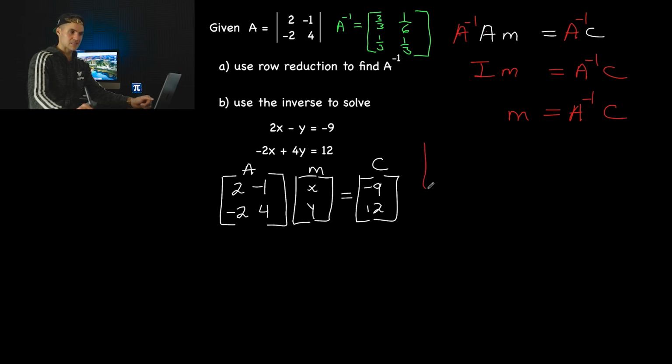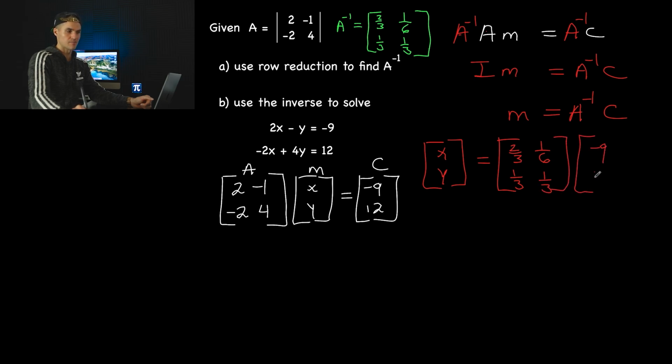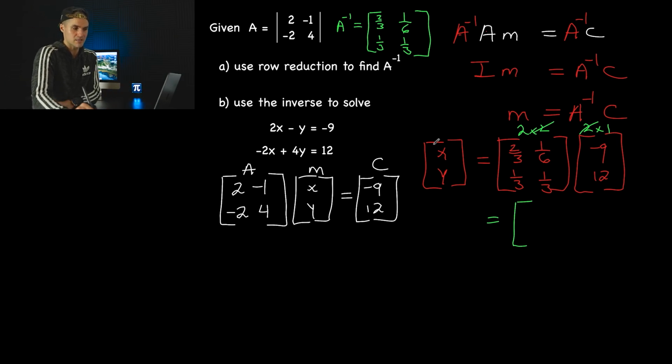So basically XY, the matrix M, is going to be the inverse of A, which is what we found, so that's where the inverse is coming in: 2 over 3, 1 over 3, 1 over 6, 1 over 3, times the constant matrix -9 and 12, like that. Okay, and so when we do this multiplication, again, as I mentioned, we're going to end up with a 2 by 1 matrix, right? Because this is a 2 by 2 multiplied by 2 by 1. The 2's cancel out. We end up with a 2 by 1, which is expected, right? That X and Y is a 2 by 1 matrix.